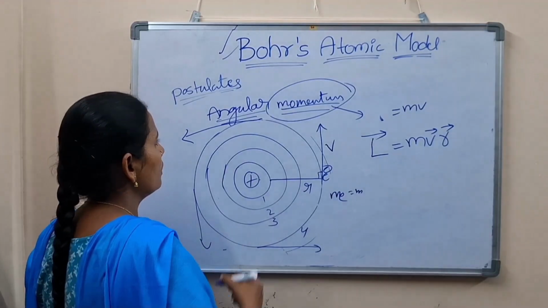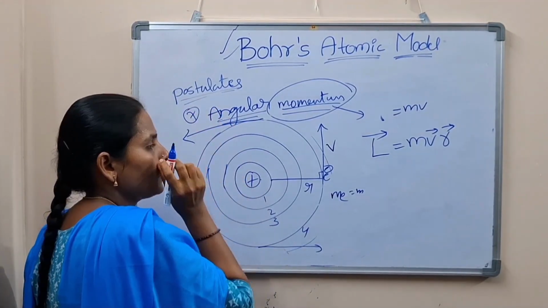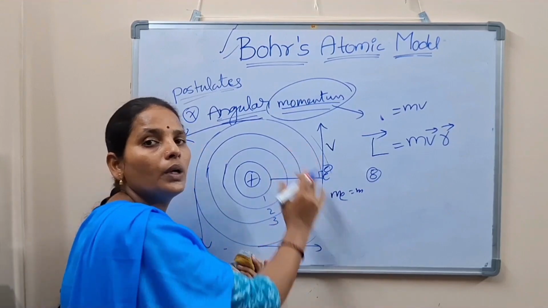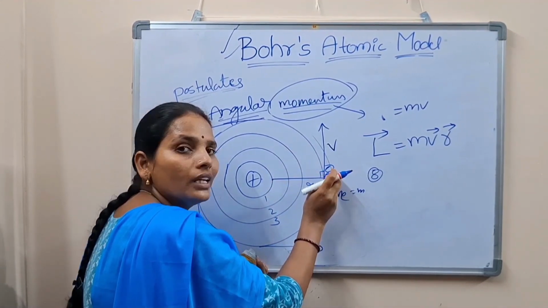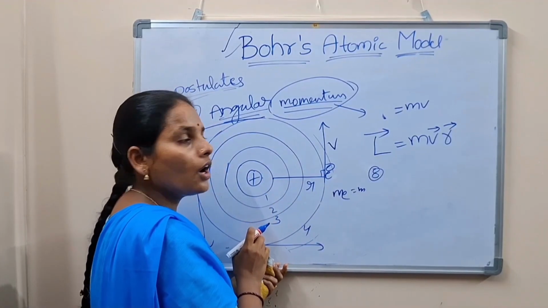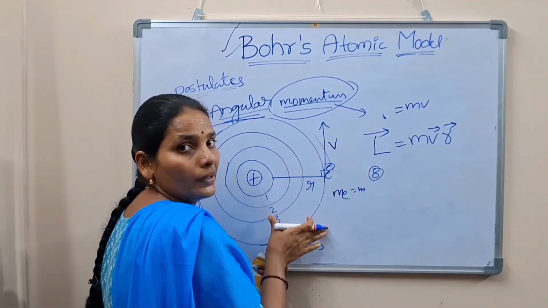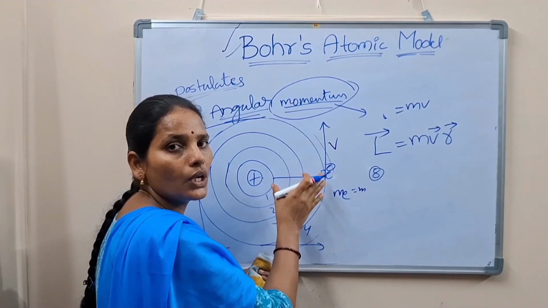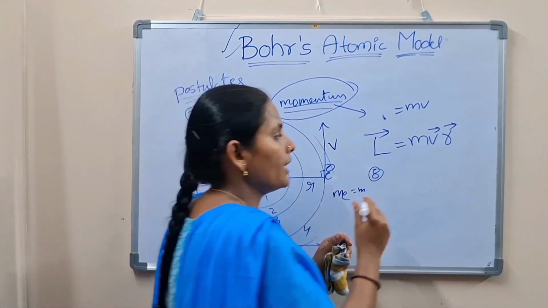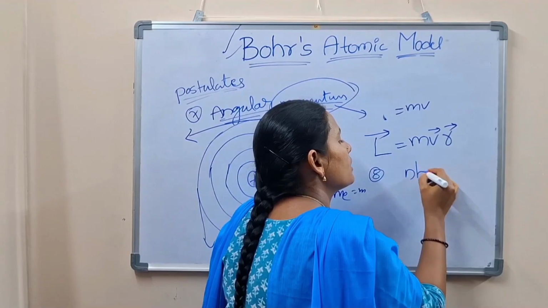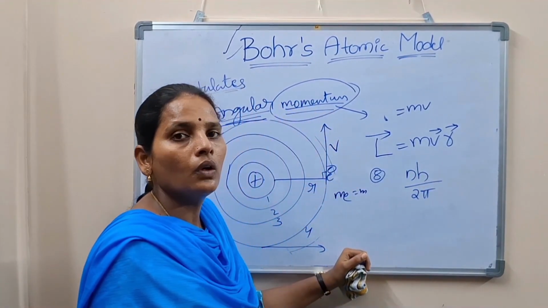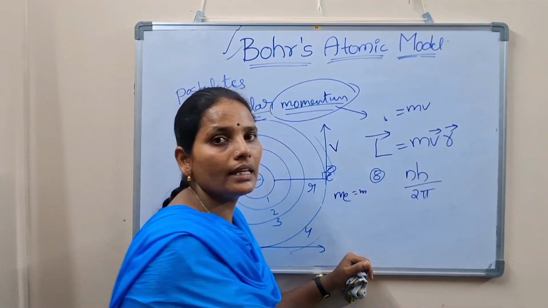This is the 7th point. Coming to the 8th point. Here Bohr is telling that the electron does not revolve in between the orbits or in any orbit. When it is revolving, the angular momentum is equal to nh by 2 pi only. That is quantized here.